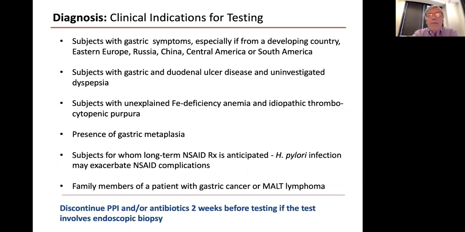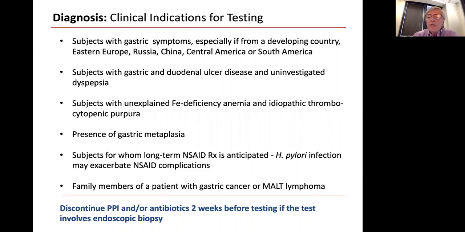So what are the clinical indications for testing for H. pylori? Well, certainly subjects with gastric symptoms, especially if they're from a developing country or from Eastern Europe, Russia, China, Central America, or South America. We see a lot of people from Eastern Europe. There's a small population of Russians living in Birmingham, and obviously a number of Chinese people from China here at UAB in the graduate programs, and their children often are seen in our clinic, and not infrequently do we find H. pylori infection. Well, actually more frequently than in people born in the United States.